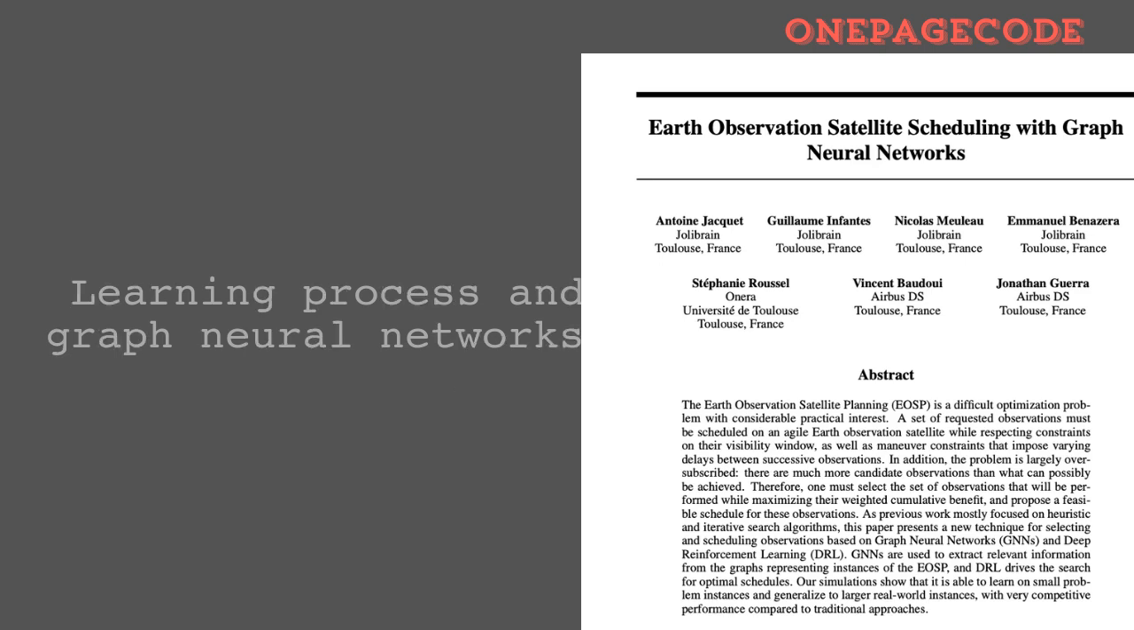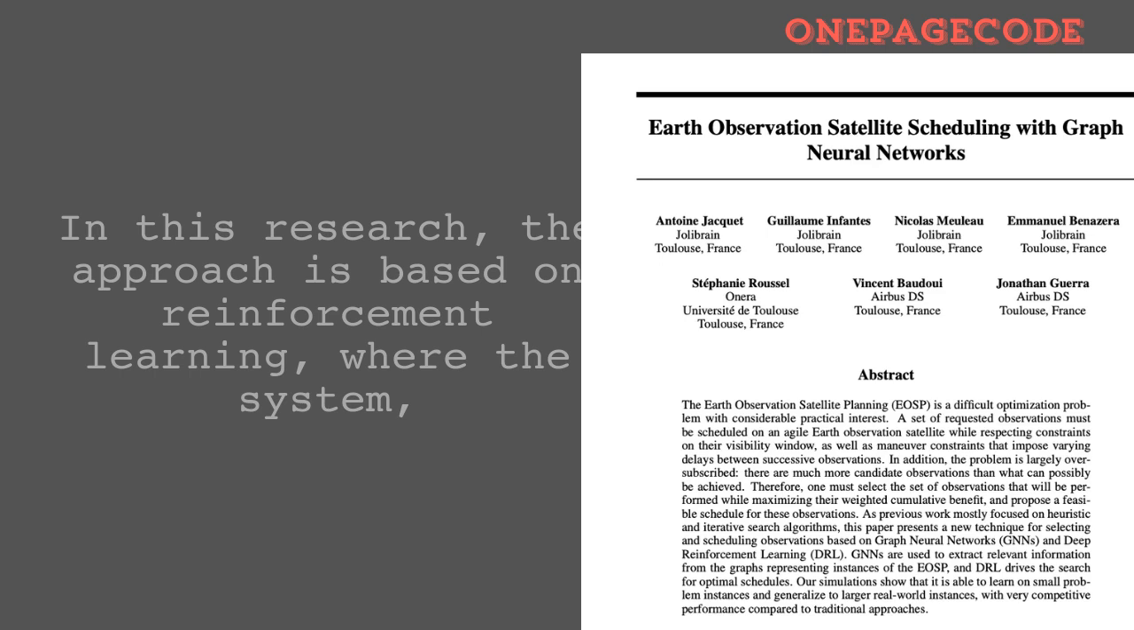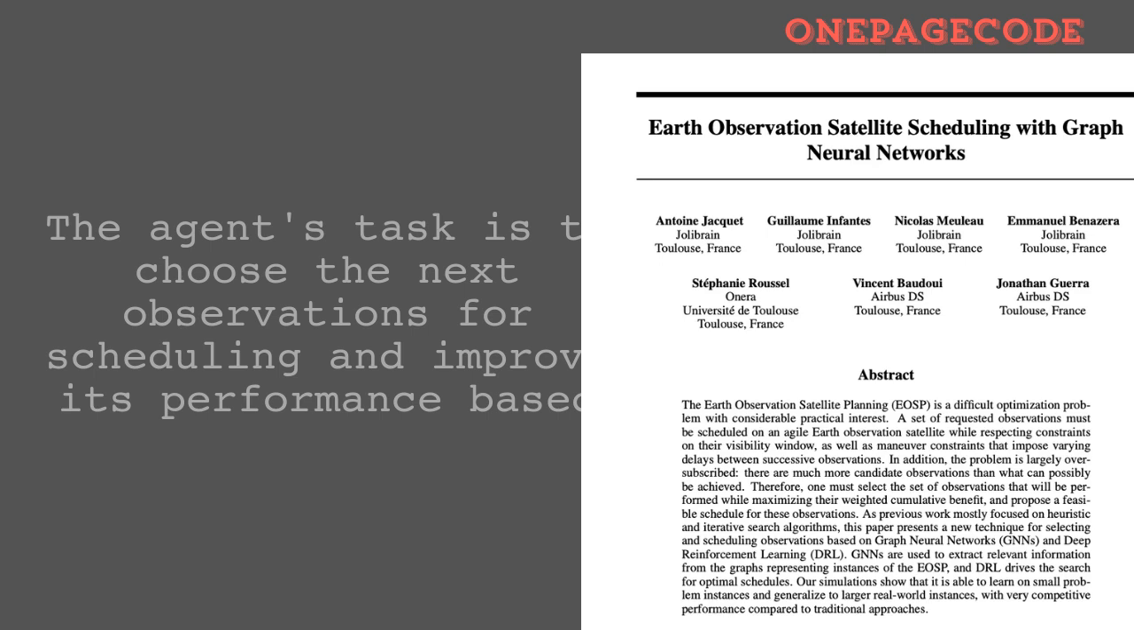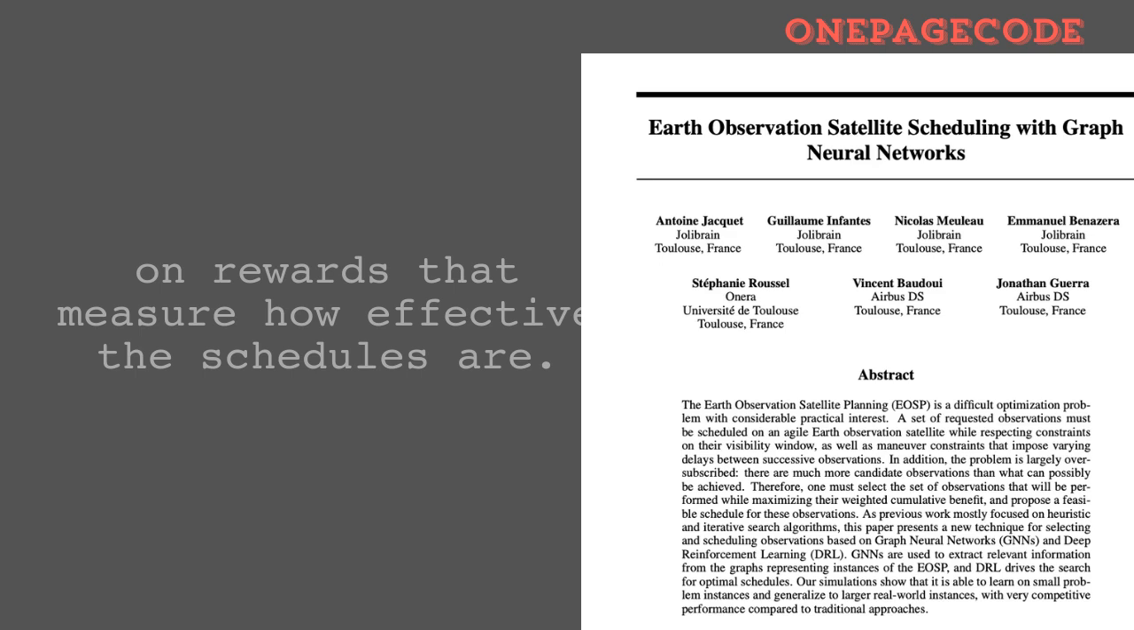Learning process and graph neural networks. In this research, the approach is based on reinforcement learning, where the system, referred to as the agent, is trained using graphs that represent partial schedules. The agent's task is to choose the next observations for scheduling and improve its performance based on rewards that measure how effective the schedules are.